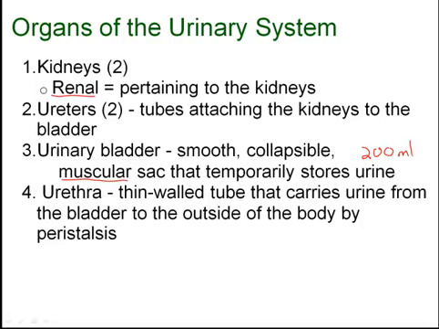The urethra is a tube that's going to carry the urine from the bladder to the outside of the body, and actually does that through muscle contractions called peristalsis. So it'll push the urine out of the body once you release the muscles in your bladder to allow that to happen.